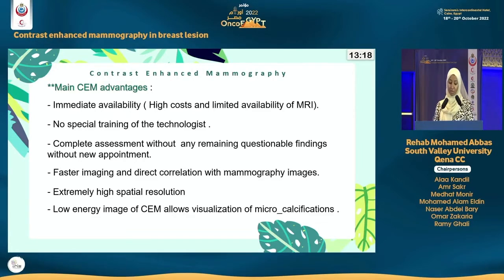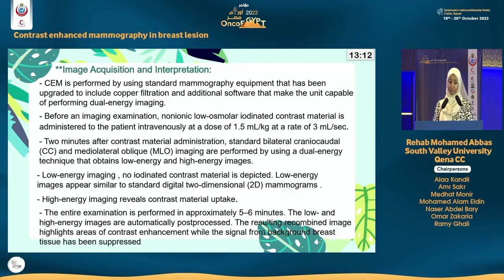بندينا ان اللو انرجي ايمجز بتاعت الكونتراست انهانسد ماموجرافي دي بنستخدمها في ان احنا بنشوف بيها المايكرو كلاسيفيكيشن. الفكره بتاعت الكونتراست انهانسد ماموجرافي ده ان انا بستخدم الستاندرد ماموجرافي ايكويبمنت العاديه جدا، الجهاز بتاع الماموجرافي، بس بيبقى معاه upgraded فيه كبر فلتريشن واديشنال سوفت وير that makes the unit capable of performing dual energy imaging. ودي الفكره بتاعت الكونتراست انهانسد، ان احنا يكون عندنا dual energy.